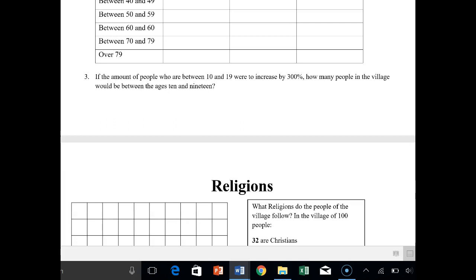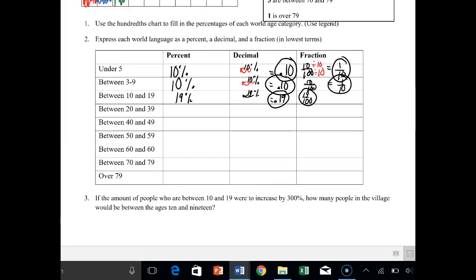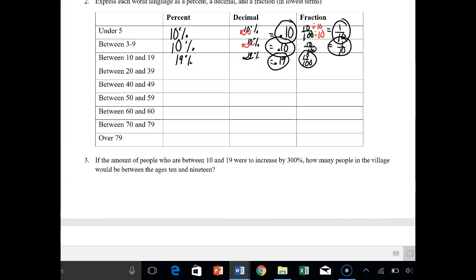On the bottom here, if the amount of people who were between 10 and 19 were increased by 300%, how many people in the village would be between the ages of 10 and 19? So we go back here, and remember 10 to 19 is 19%, so we need to add 300% to this initially, so that's 319%. And then how many were between 10 and 19? Well, it was 19 people. So first of all, this 319 needs to be 3.19, and then we're multiplying by 19. And we're going to do this multiplication.